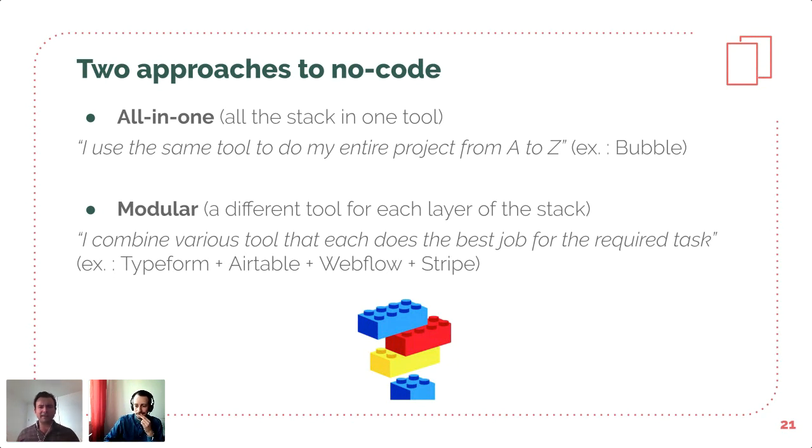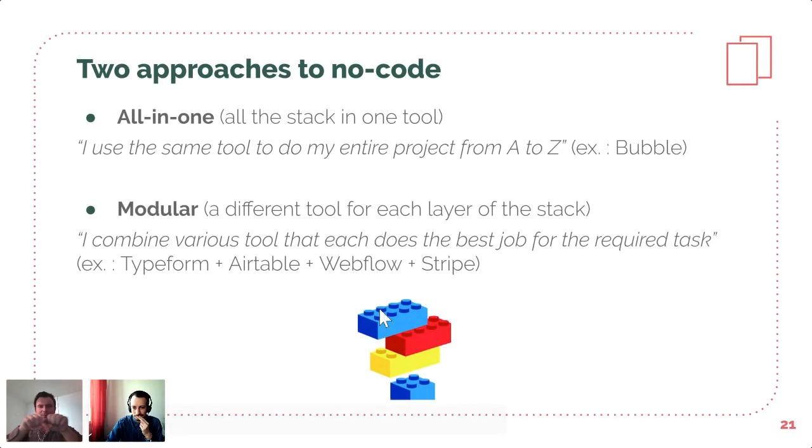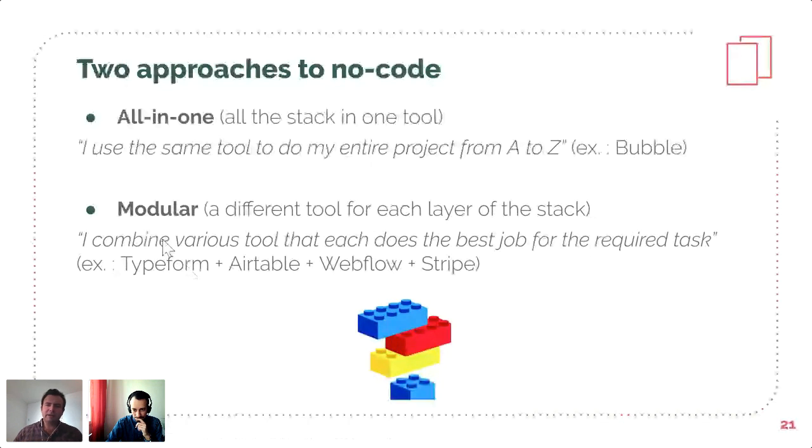Webflow to make the website, and Stripe to enable users to pay. If we put Legos underneath, that's because it's like putting Legos together with pipes between them, sometimes bricks and pipes. And we don't prefer one approach or another. They are different. They can be more fun or more easy to implement. Some people prefer the all-in-one approach, some people the modular.